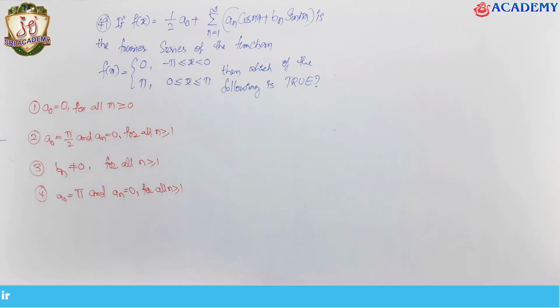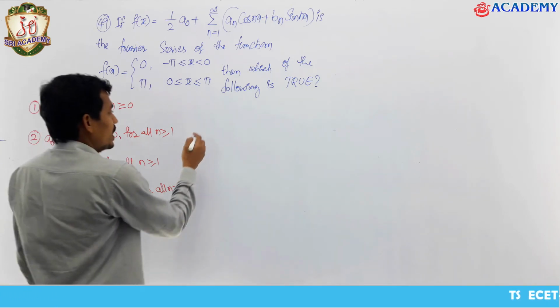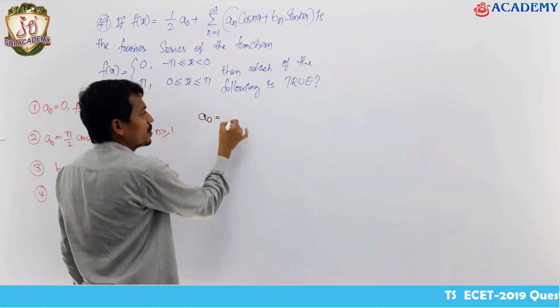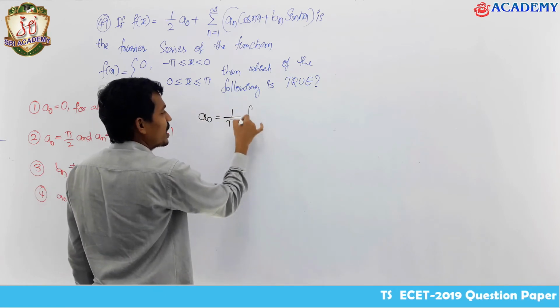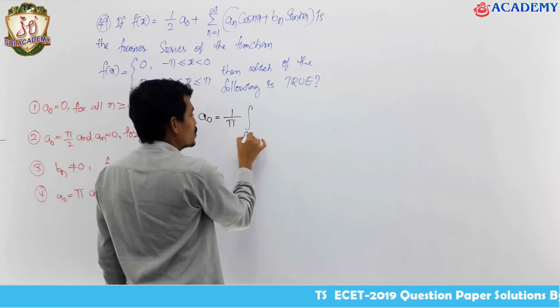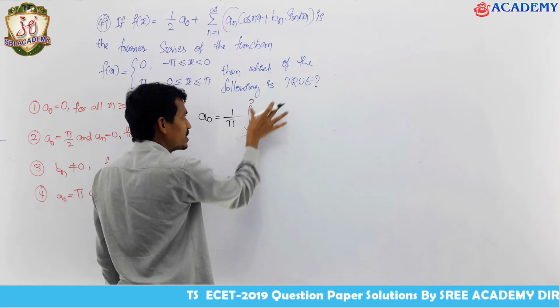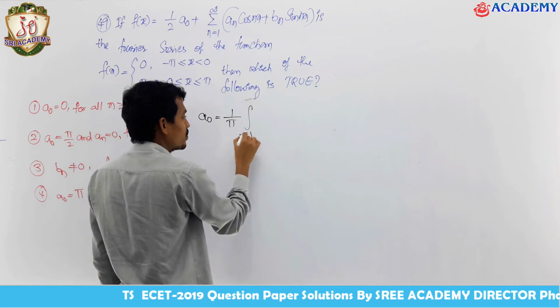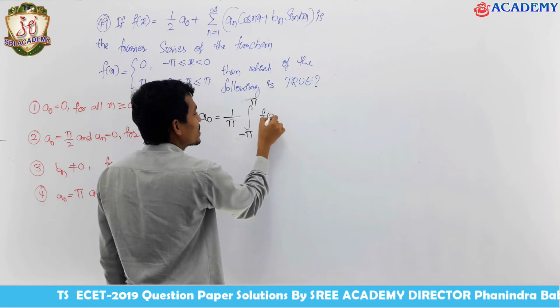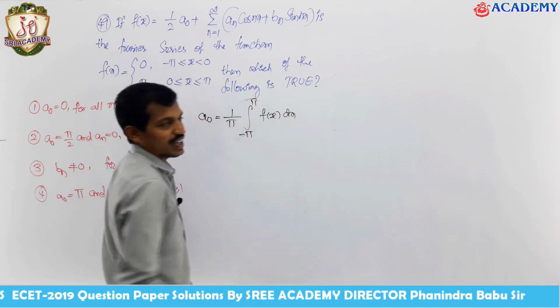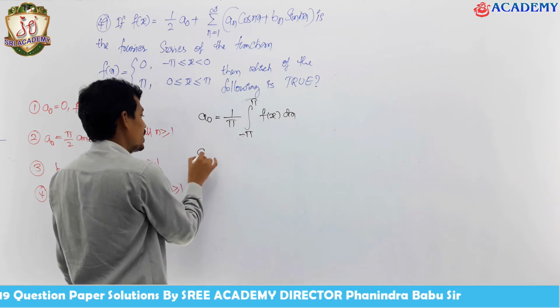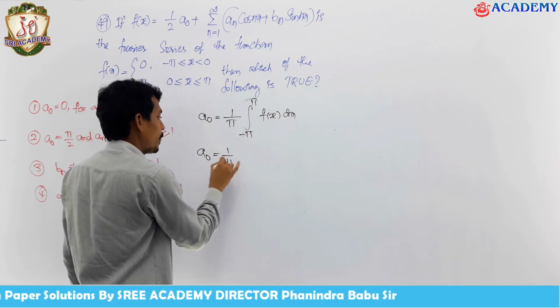Here the Fourier coefficients: a0 equals 1 by pi integral, and the function is defined from minus pi to pi, that's why minus pi to pi of f of x dx. First I will find a naught, that is a naught equals 1 by pi.